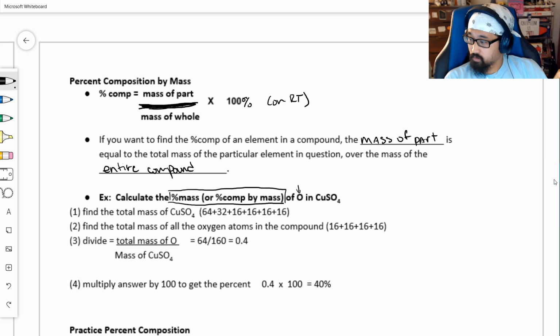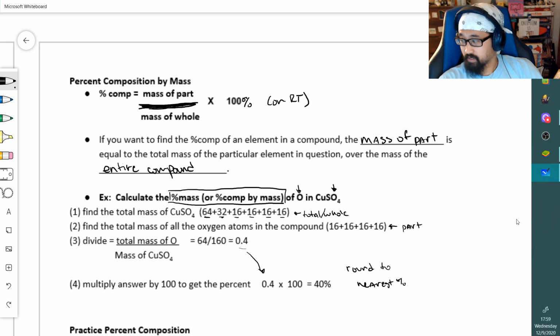So I'm looking for O in CuSO4, right? So they find the total mass. This is copper, here's sulfur, and here are my 1, 2, 3, 4 oxygens. So this is the total, or the whole. This is the part, which is why it's 64 over 160. So I have this decimal, and then make sure to multiply by 100. That's how we got to 40%. It's okay in this case to round to the nearest whole percentage, and that's fine.